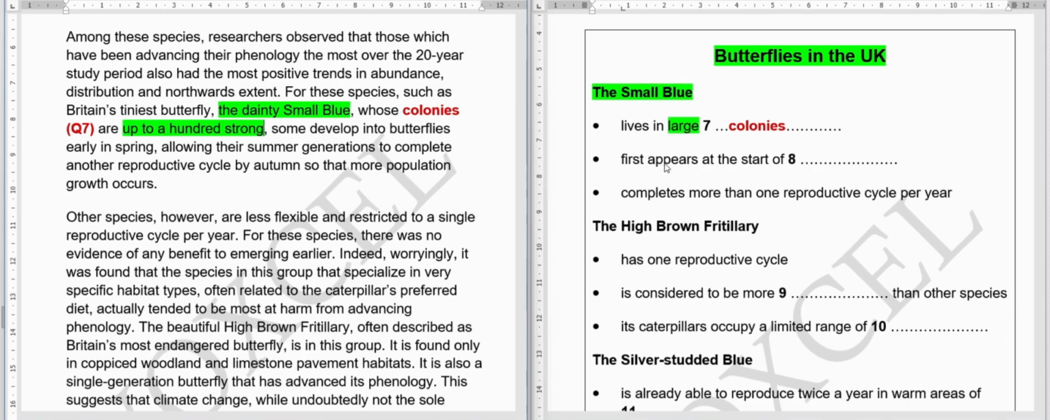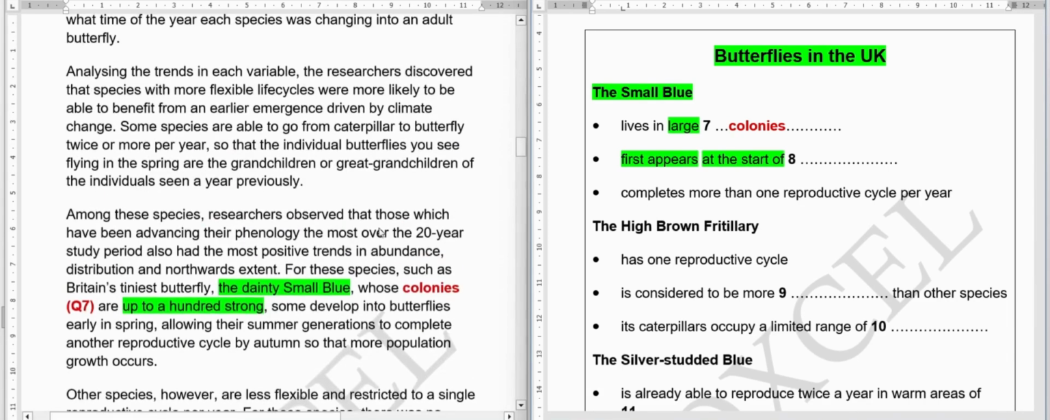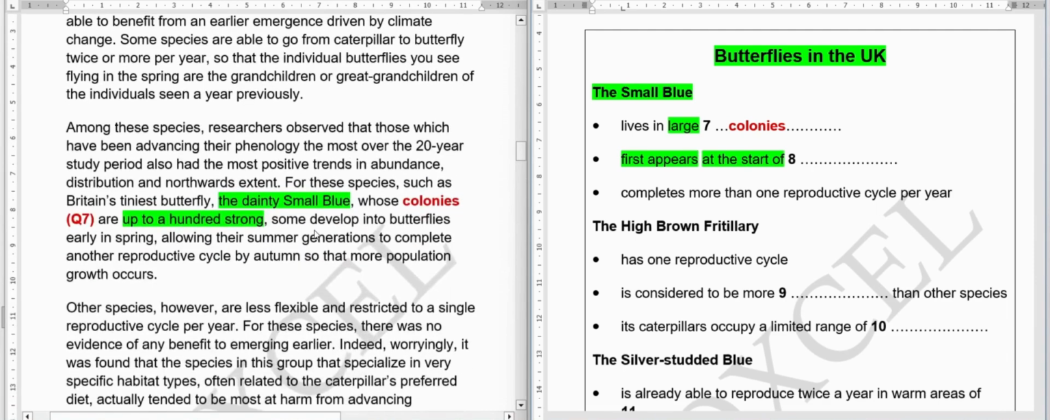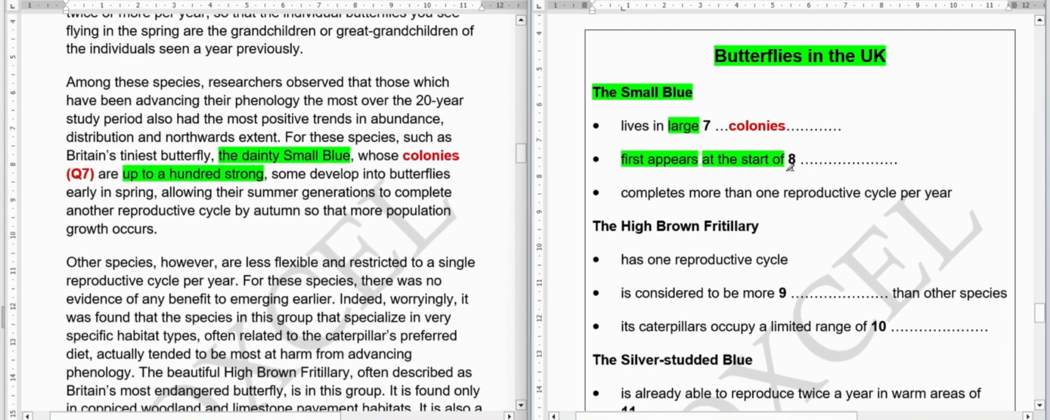Okay, moving on to the next question. Eighth, first appears at the start of something. So at the start of what kind of word do you think should be here? First appears, you all understand, first meaning in number, in position, like first, second, third. So first appears at the start of, meaning to say it may appear twice. We have read that they can do 2 or 3 times. That's why they are children or grandchildren. All right. So it first appears at the start of what?